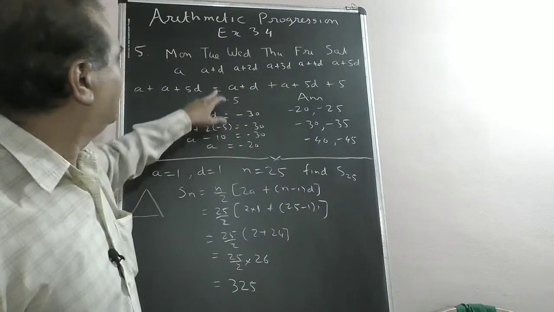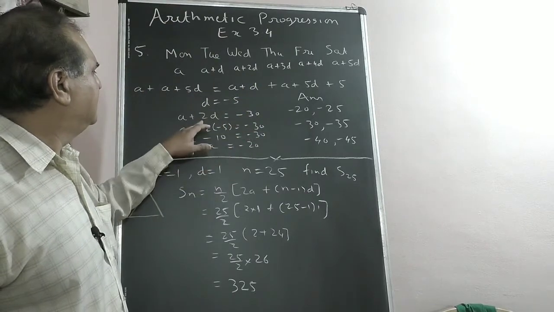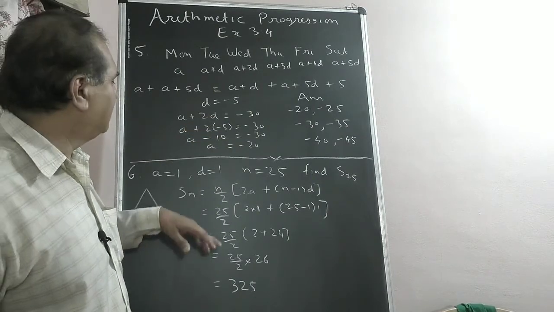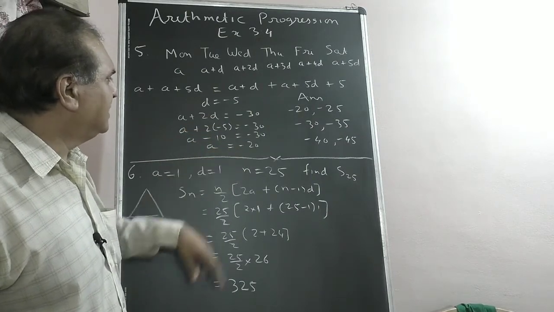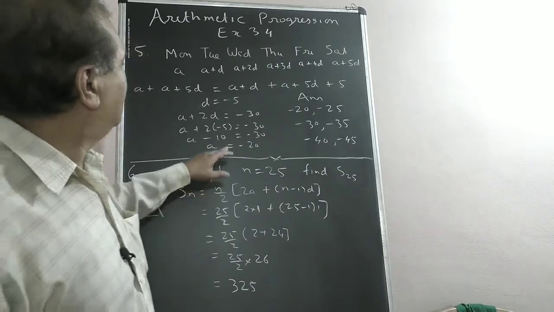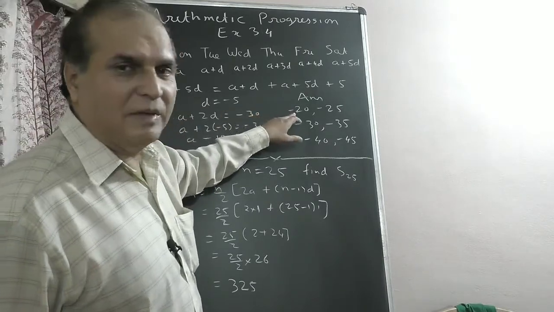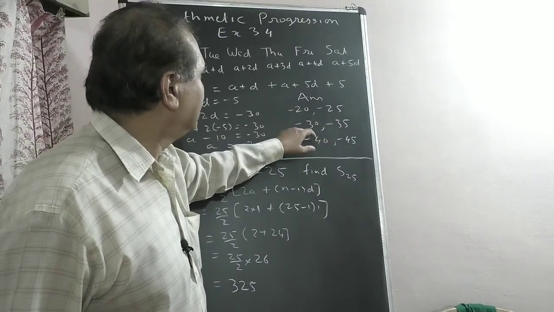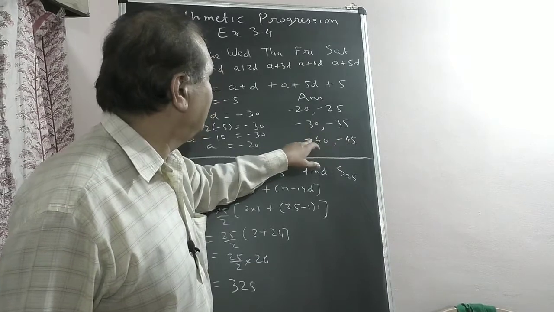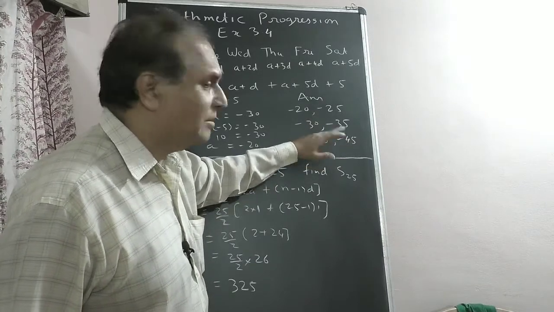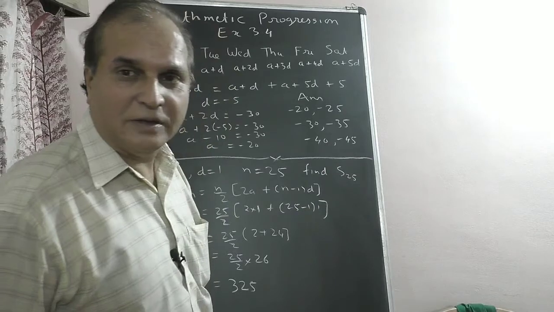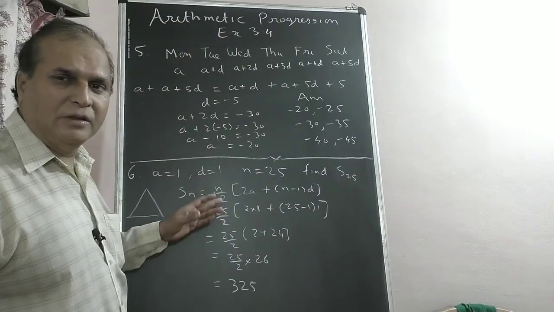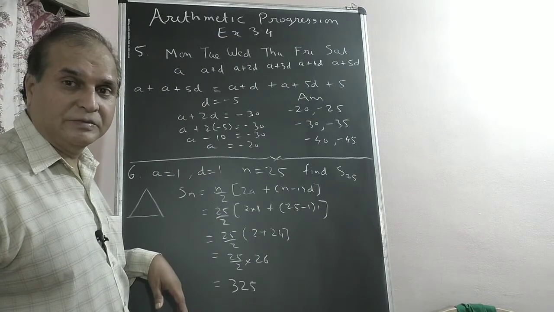Now Wednesday's temperature is given as minus 30. If D is minus 5, A plus 2D is minus 30. D is minus 5, 2 into minus 5 is minus 10. Shifting that side becomes plus 10. Minus 30 plus 10 is minus 20. So A is minus 20. Then just minus 5 difference. Minus 25 Tuesday, Wednesday minus 30, Thursday minus 35, Friday minus 40, minus 5, minus 5, and Saturday minus 45. Answer is so simple. Once you understand A and D, you can easily write the answer also.